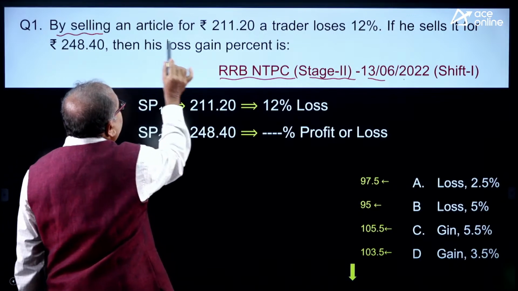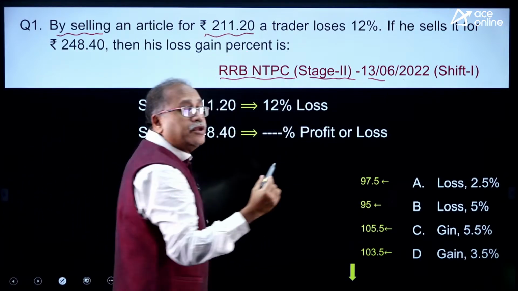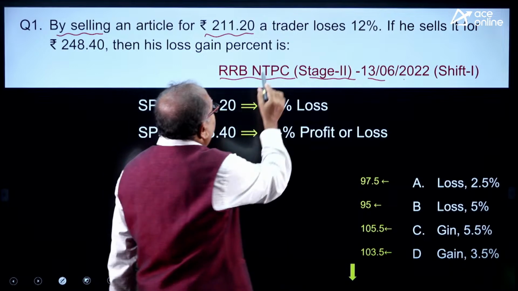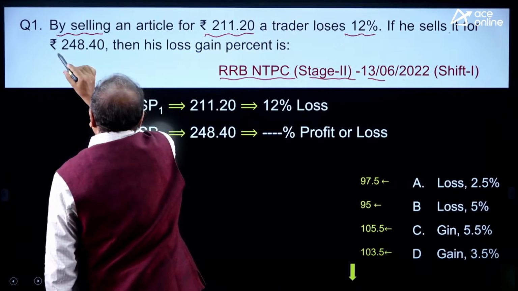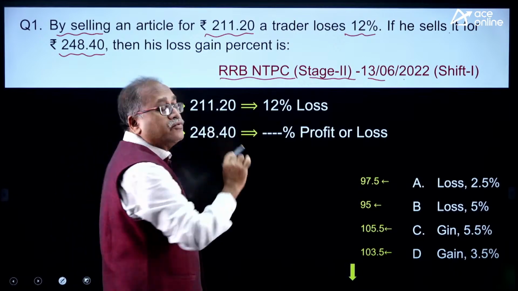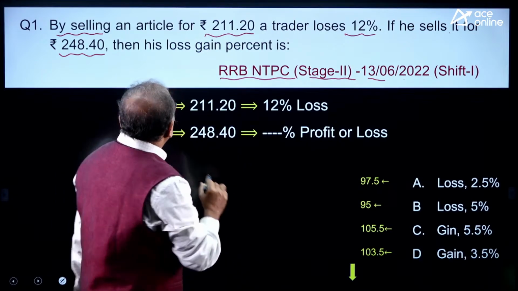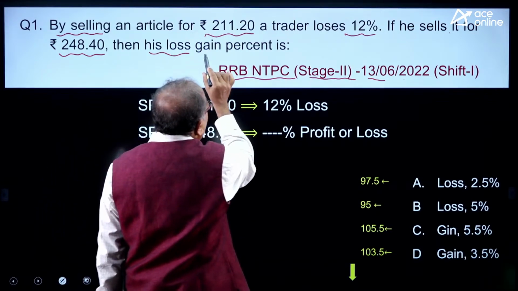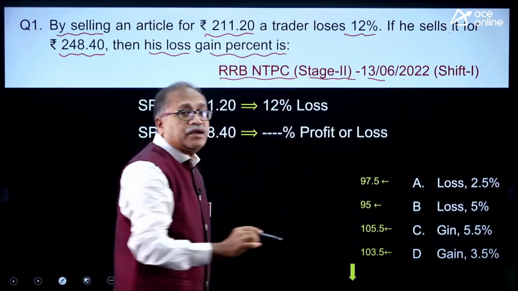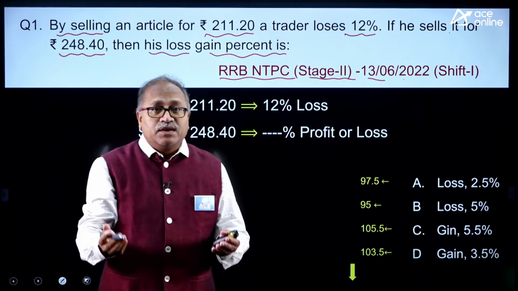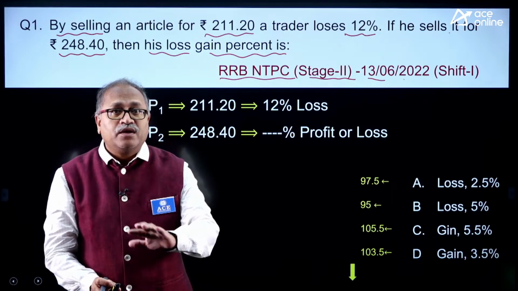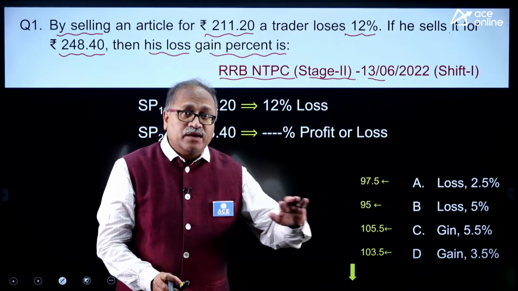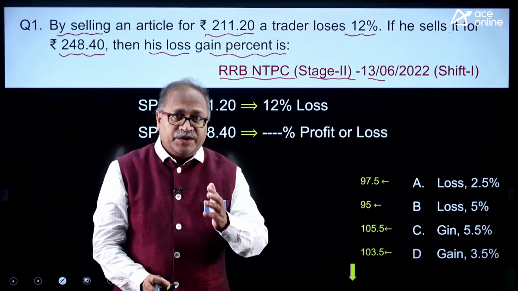By selling an article for rupees 211.2, a trader loses 12%. If he sells the same article for rupees 248.4, then his loss or gain percentage will be. So, I am not discussing the difficult questions, I am discussing only the RRB JEE CBT-1 level questions, right, my dear friends.